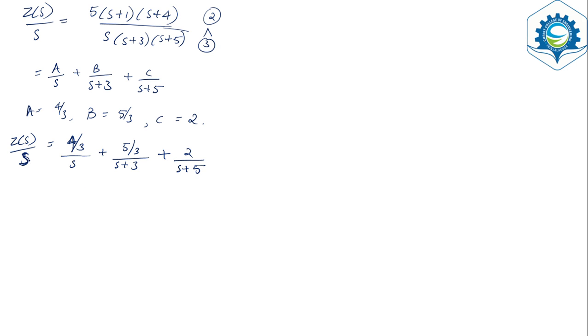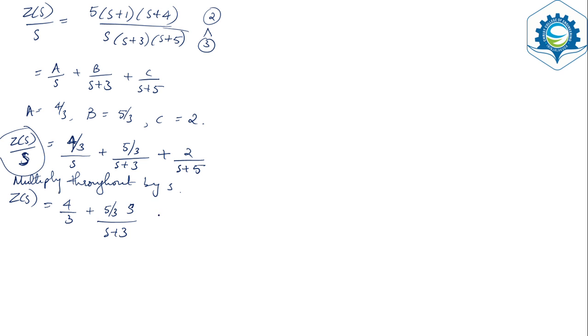Now what should you do? You have to multiply throughout by S. Why? Because on the left side you have Z of S by S and you need Z of S, not Z of S by S. So what will be your answer? The S gets cancelled, and you have 4 by 3 plus 5 by 3 S divided by S plus 3 plus 2S divided by S plus 5. Now this is in our standard form.